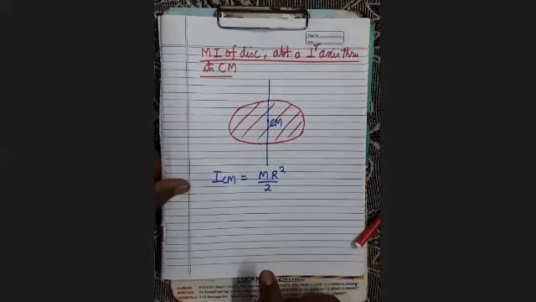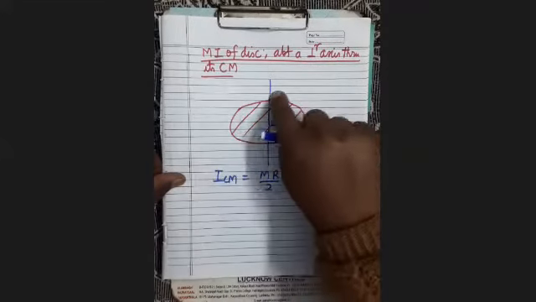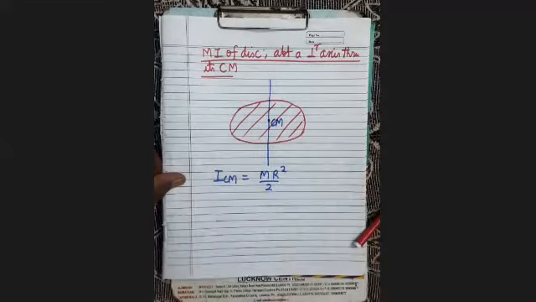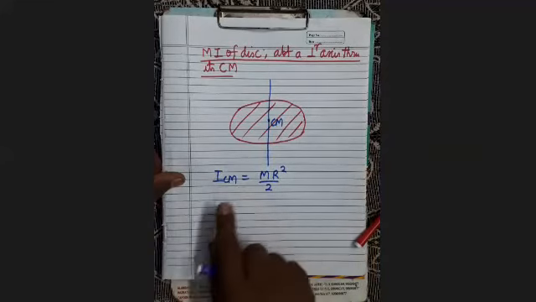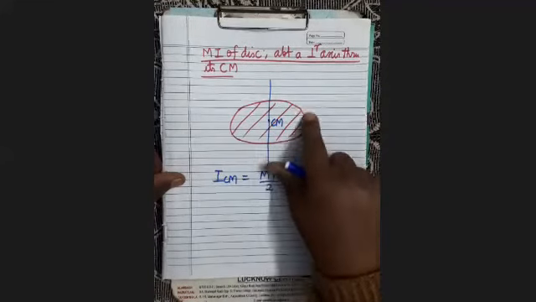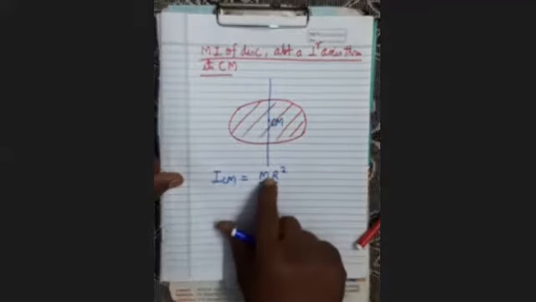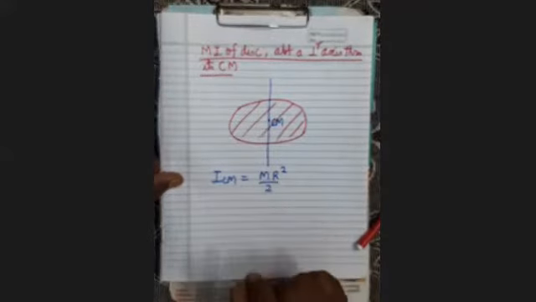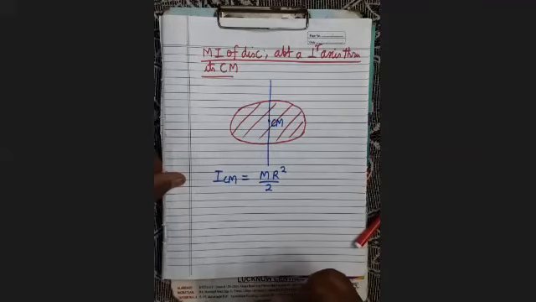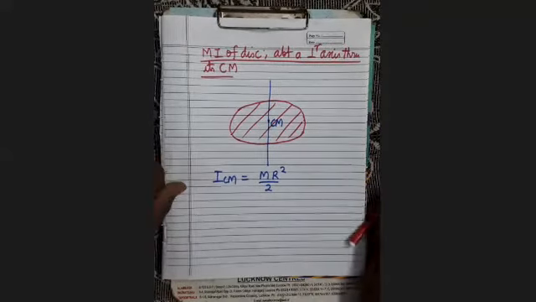It's clear. And why is it so? Because in ring, the whole of the material is situated at the circumference. But here only a part of the material is on the circumference. The rest of the material is nearer to the axis. So it will be ICM equals to MR square upon 2.